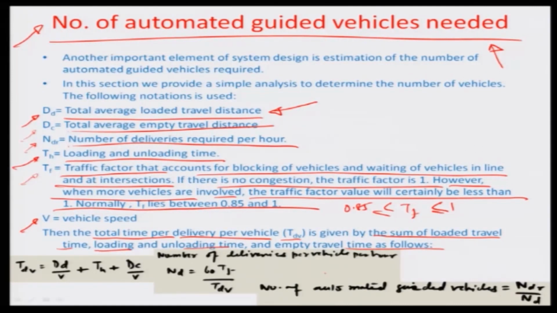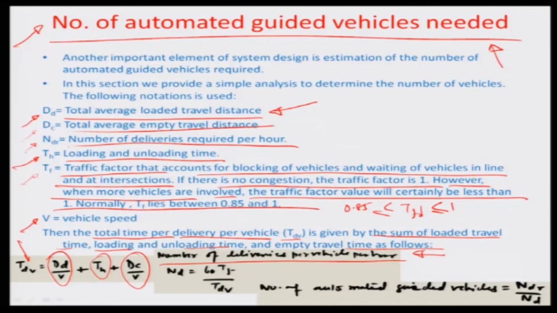So you have the total time for the average loaded travel distance Dd to be moved as Dd by v, v being the vehicle speed. The total hold time where the loading unloading process happens is Th, and then the total empty travel distance is Dc, and that divided by v gives the total empty travelling time. Suppose the number of deliveries per vehicle per hour is Nd. That is the frequency of trips, you can say.